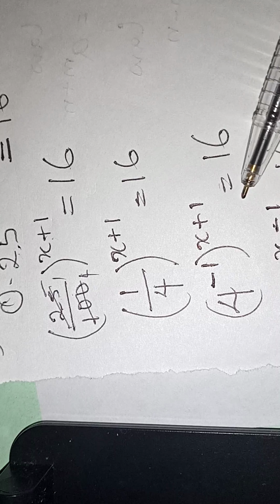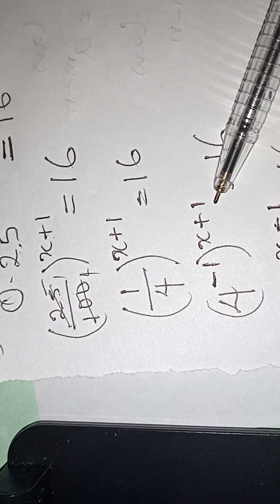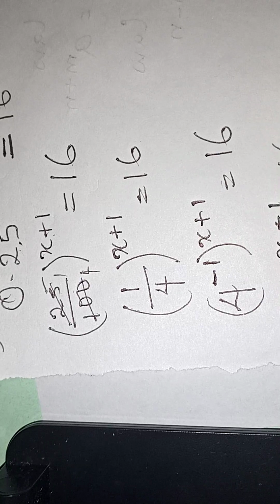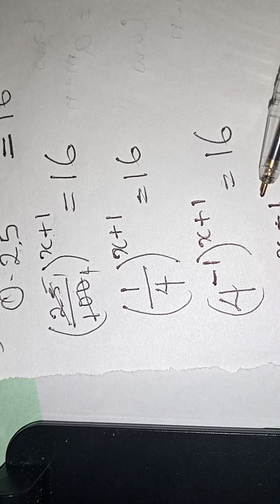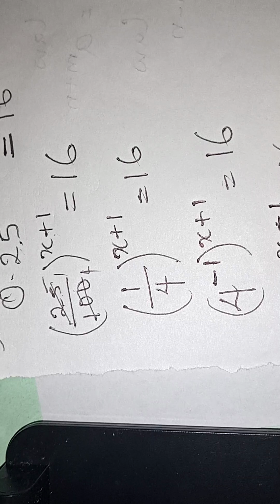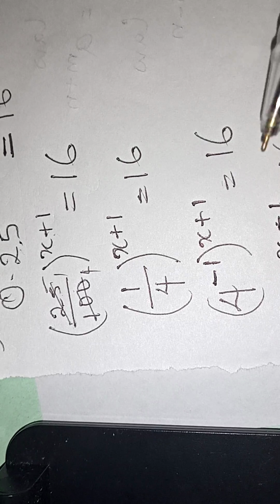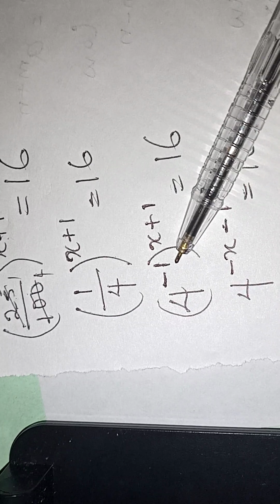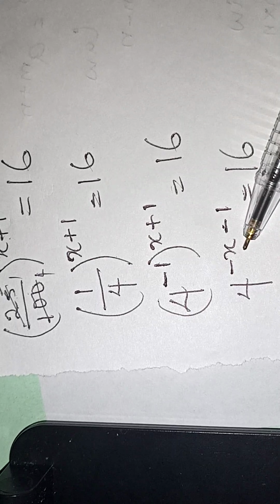And from this stage, all you need to do is to remember the power law, that when you have a raised to power m and also raised to power n, you multiply the powers together. If you've not watched the first video, you can go back to the first video to learn the laws of indices so you catch up with what I'm talking about. So you can see what I just simply did was to multiply. So minus 1 times x gave you minus x.